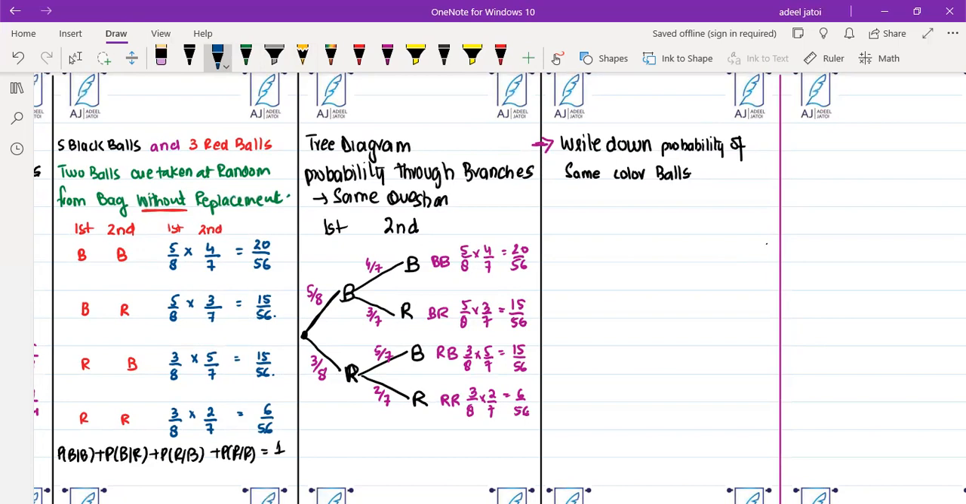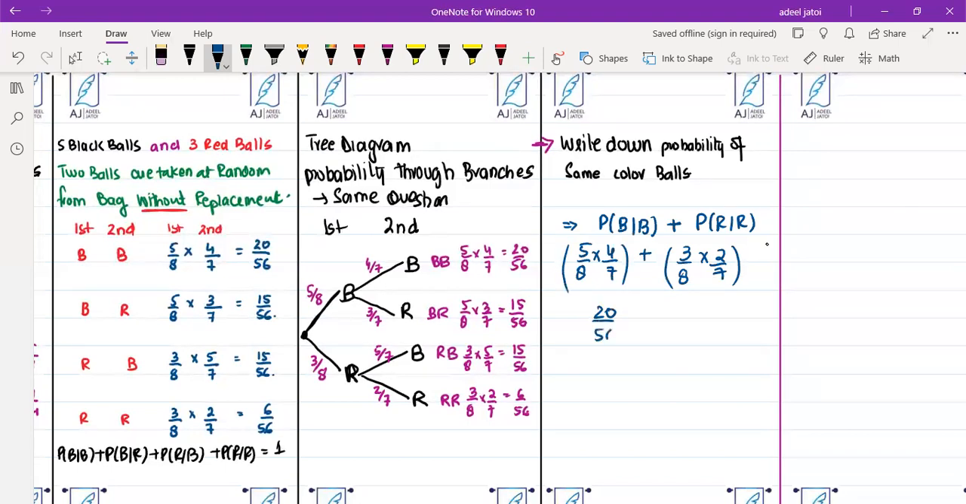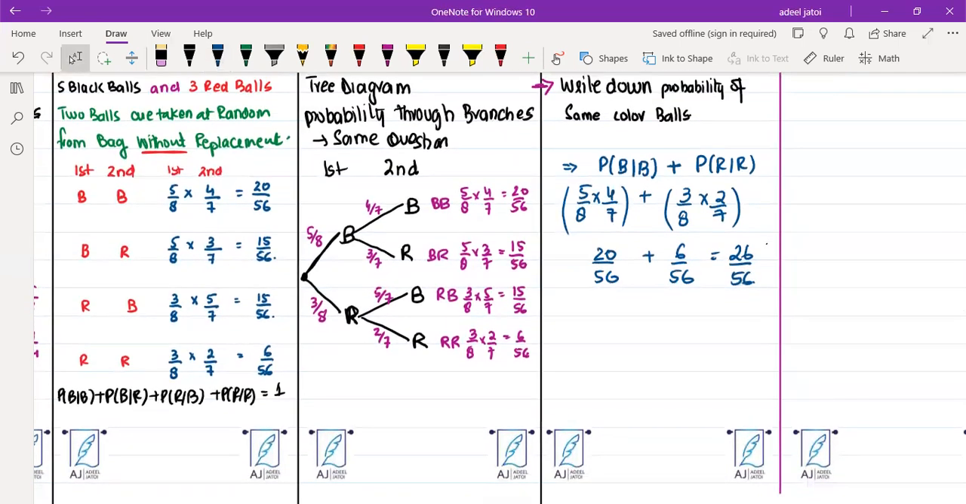But what the statement requires is that you'll be finding the probability of two balls of the same color, black or red, because it can be red as well. So the probability of black and black was 5 upon 8 into 4 upon 7, plus red and red, which will be 3 upon 8 into 2 upon 7. So these two probabilities will be added. This is 20 upon 56 plus 6 upon 56, which is 26 upon 56. You can always simplify this.